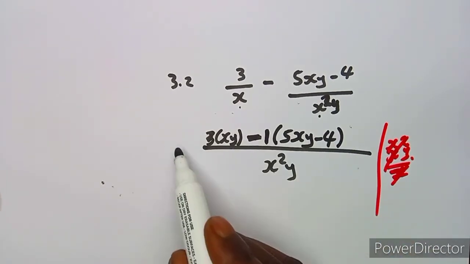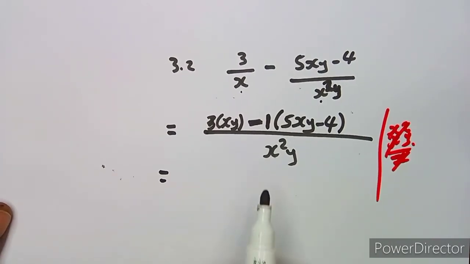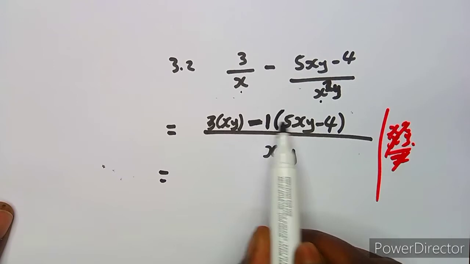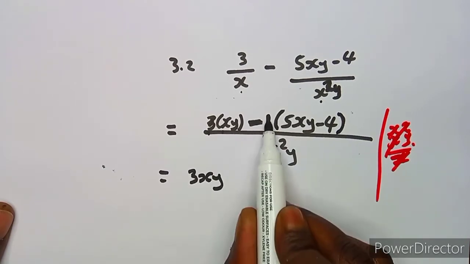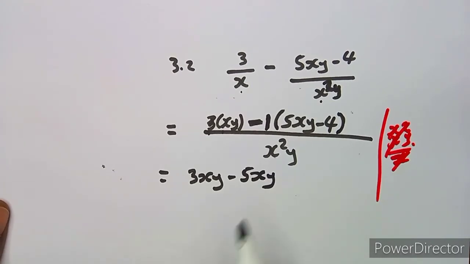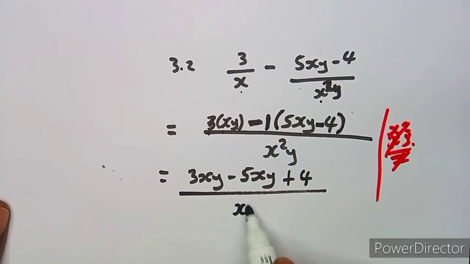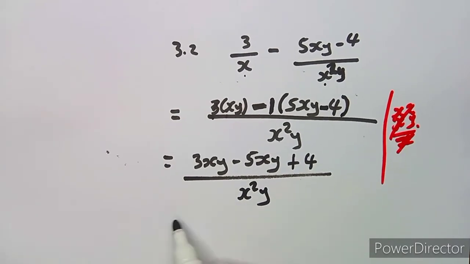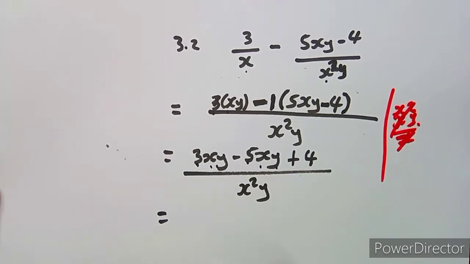So whenever you see a negative, take that negative with a pinch of salt. All right, take a negative with a pinch of salt whenever you see it. So this negative is going to expand the whole bracket. So 3xy here minus 1 times 5xy, which is minus 5xy like that. Now we've got minus 1 times minus 4, which is going to give us a plus because it's negative and negative, so that's a plus there. Everything over x squared y. So collecting like terms, because we've got xy here, so it's 3 minus 5, which is minus 2.